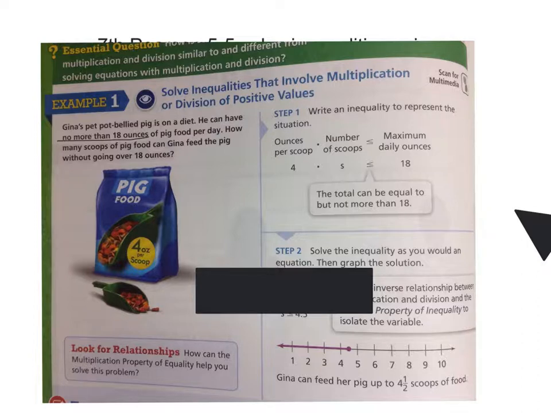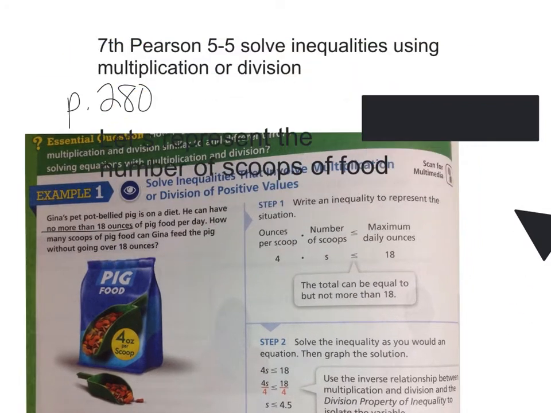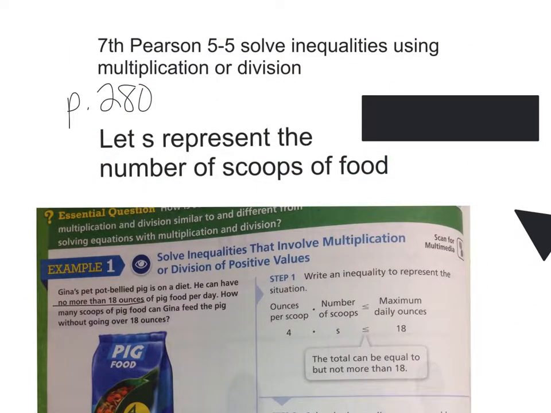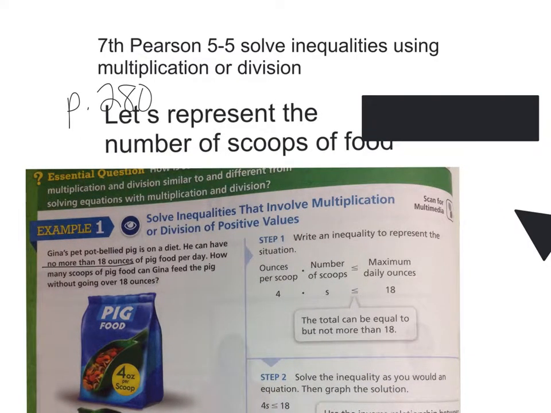What we're going to do here, we're going to make a variable on this problem. The book probably should have defined that. So S is going to represent the number of scoops of food. Since there's 4 ounces per scoop, one way we could write the inequality, we could have 4 times S, 4 ounces times however many scoops, has to be less than or equal to 18 because it's no more than 18 ounces altogether.